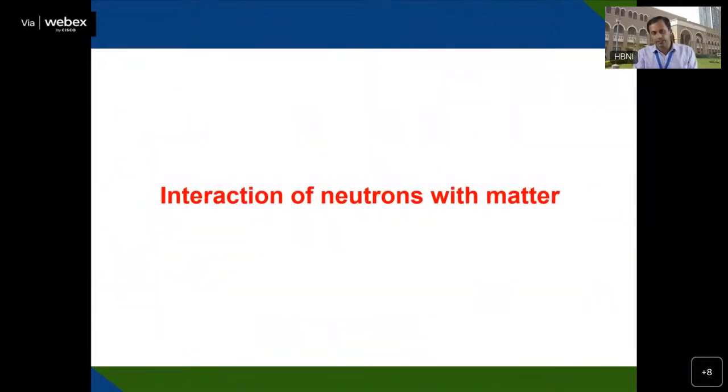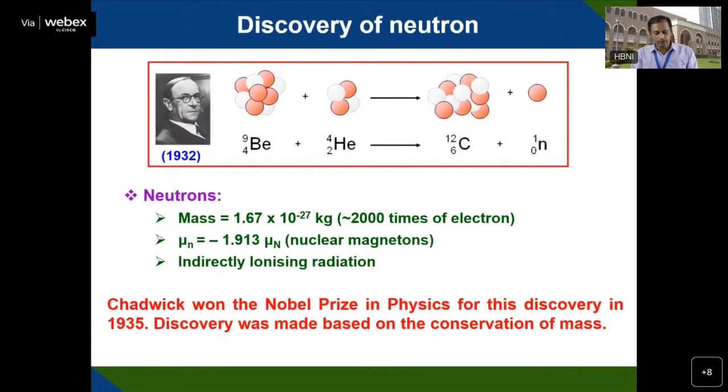Similarly, like X-rays and electrons, neutrons also interact with matter. Coming to the neutron, as you know, the neutron was discovered by Chadwick, who won the Nobel Prize in 1935. You can see a beryllium atom here, and then a helium-4 nucleus, which can create carbon-12 as well as one neutron. This neutron has a mass of 1.67 times 10 to the minus 27 kg, which is more than 2,000 times that of the electron.